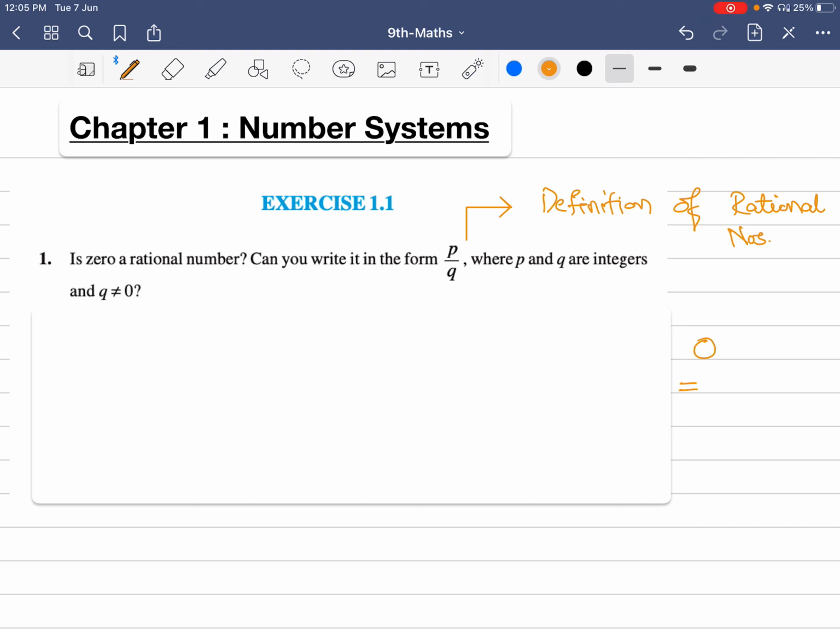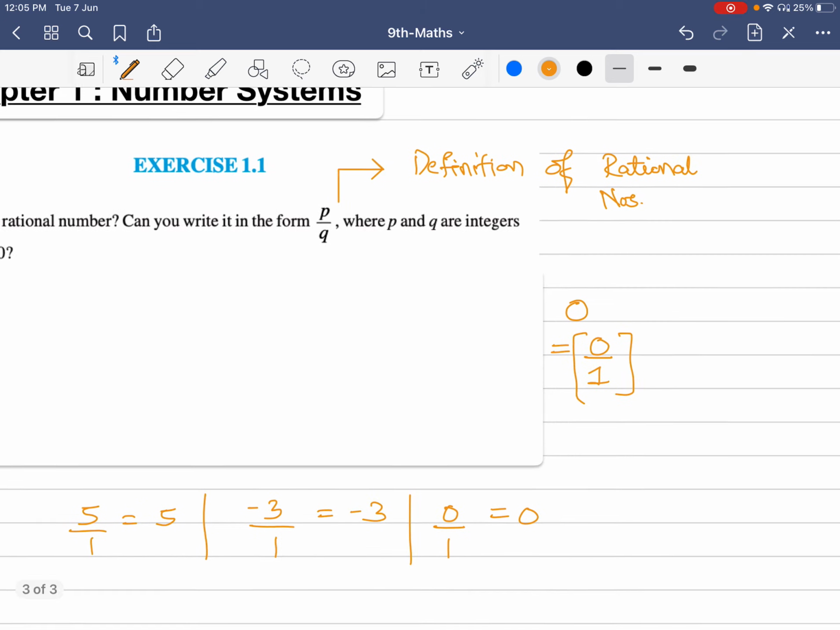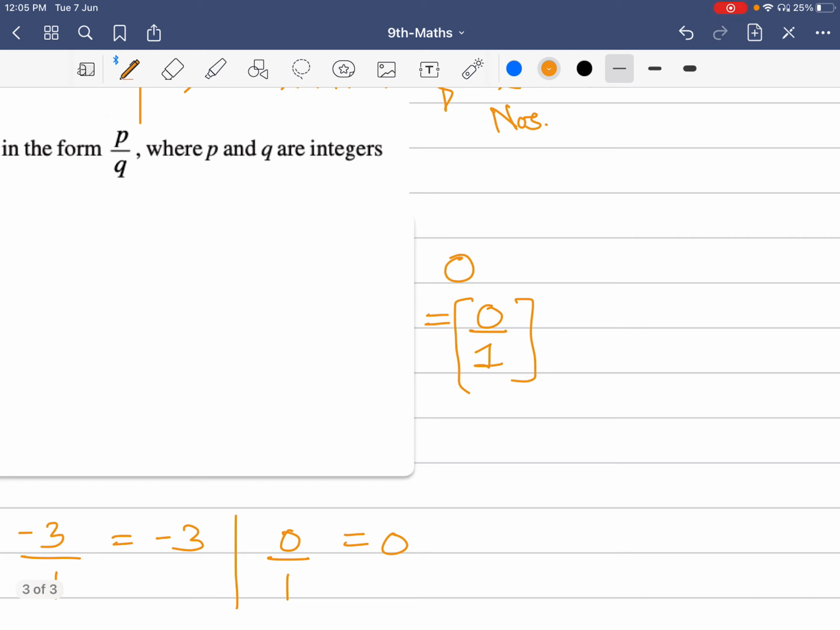Now if I write 0 in the form of 0 divided by 1, any number divided by 1 is the same number. We know this property. So 5 by 1 is equal to 5, or minus 3 divided by 1 is equal to minus 3, same. Similarly, 0 divided by 1 is going to be 0 itself. So if I can write 0 in the form of 0 by 1, then 0 becomes my p, and 1 becomes my q. This is of the form p by q.